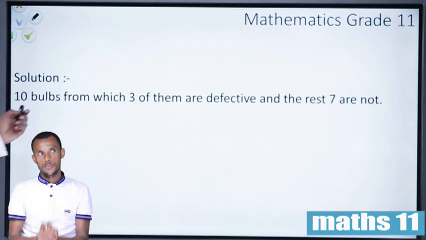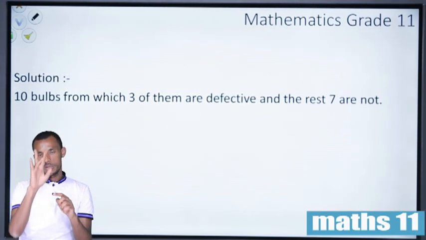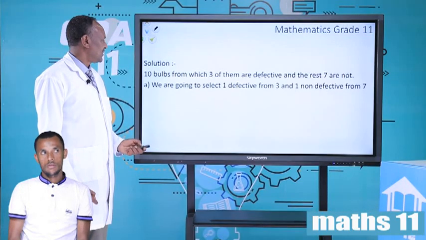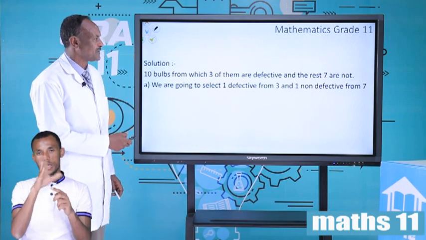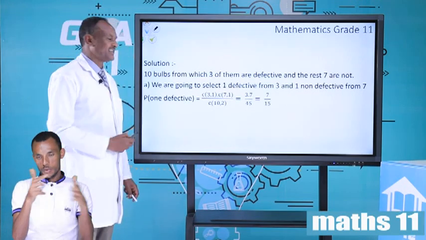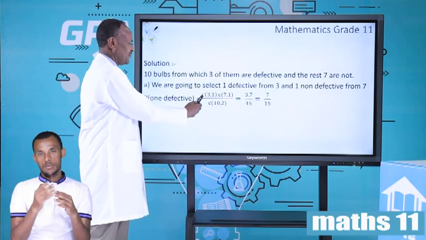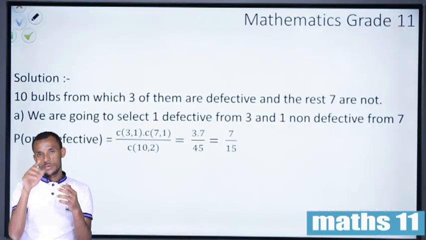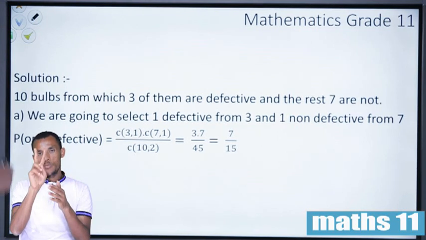10 bulbs, from which 3 of them are defective and the rest 7 are not. We are going to select 1 defective from 3 and 1 non-defective from 7. So this could be calculated. The probability of 1 defective, number of elements of the event, as we have said before, combination of 3, 1 times the combination of 7, 1, divided by the total possible selection of 2 bulbs out of 10.